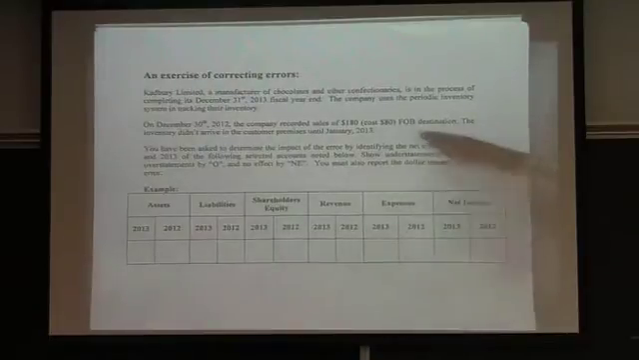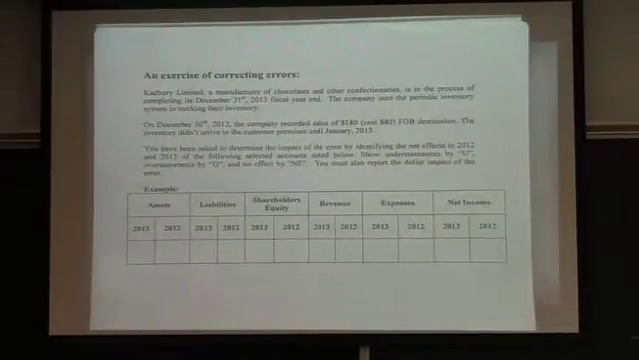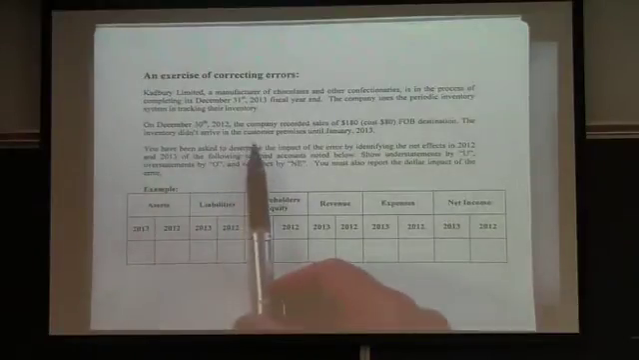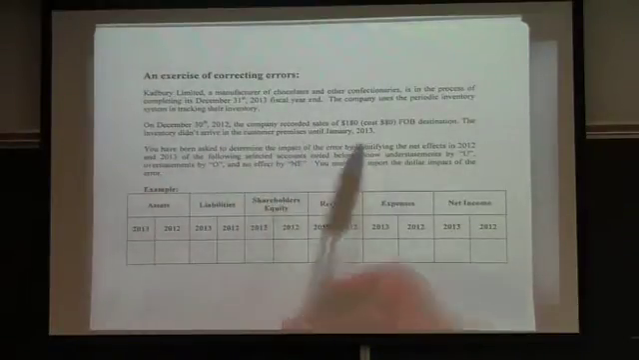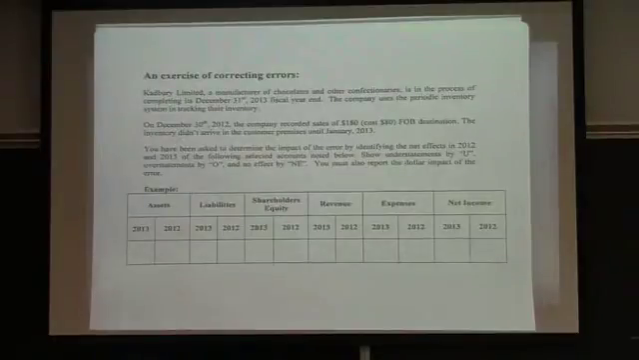So here's the error, second paragraph. It says, on December 30th, 2012, the company recorded sales of $180, cost $80, FOB destination. So they recorded a sale in 2012, but the inventory did not arrive at the customer's premises until January 2013.